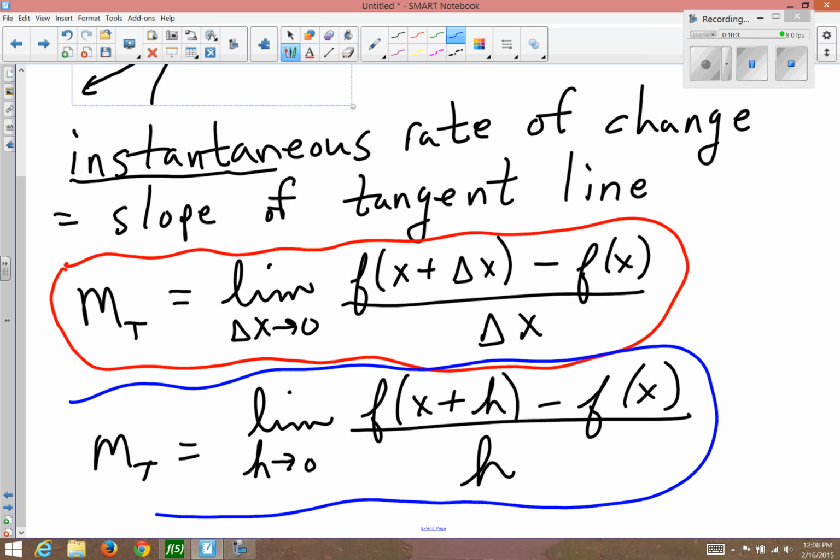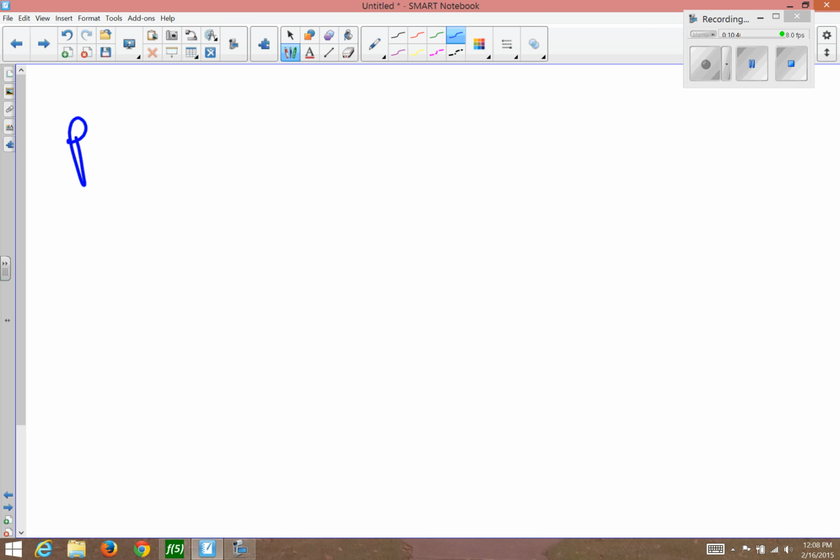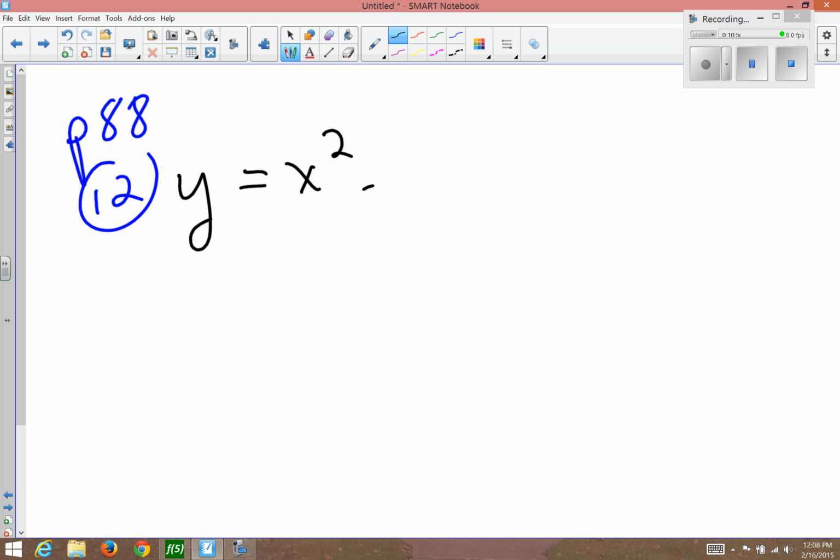Hugely important right here. Page 88, number 12. y equals x squared minus 3x minus 1. We are going to find the slope of the curve.